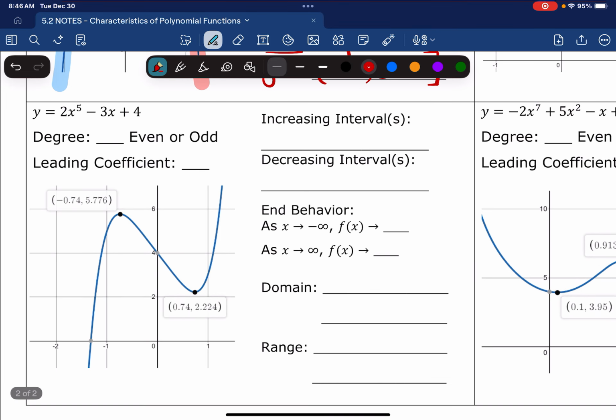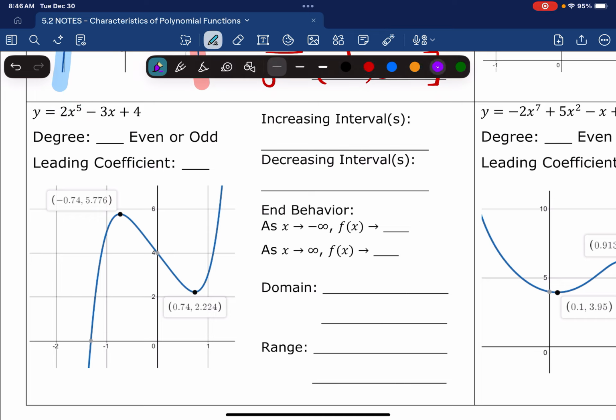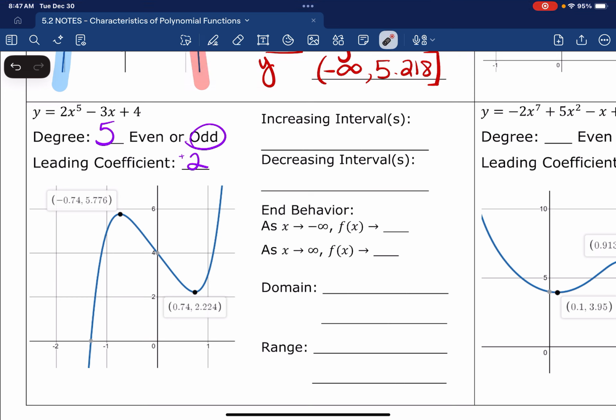All right, one more example. y equals 2x to the 5th minus 3x to the 4th plus 4. The degree is 5, and our leading coefficient is 2. Again, our degree is 5, which is odd, and our leading coefficient is a positive 2. That is why our end behaviors are going in opposite directions. We start low, we end high.